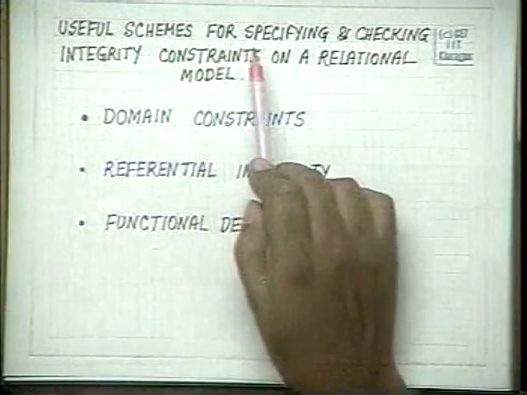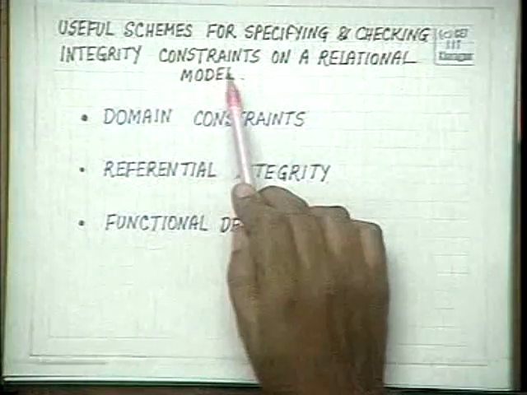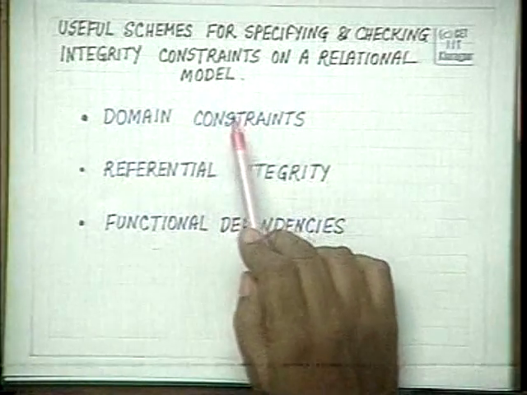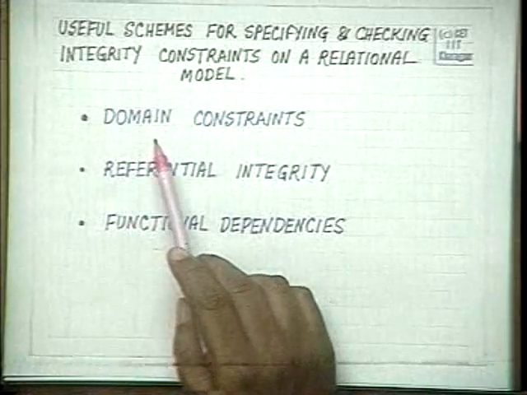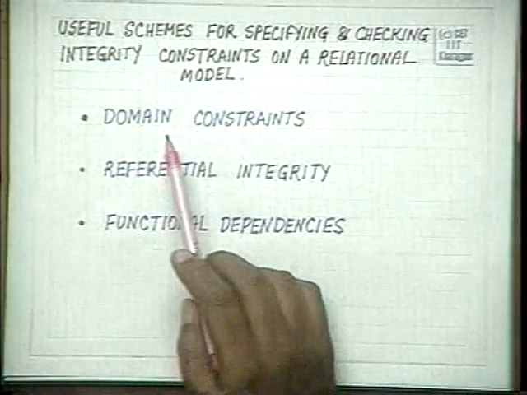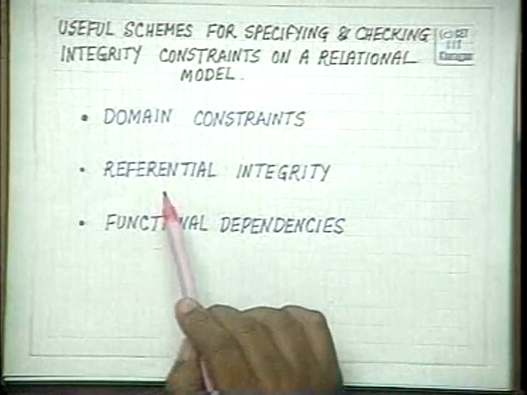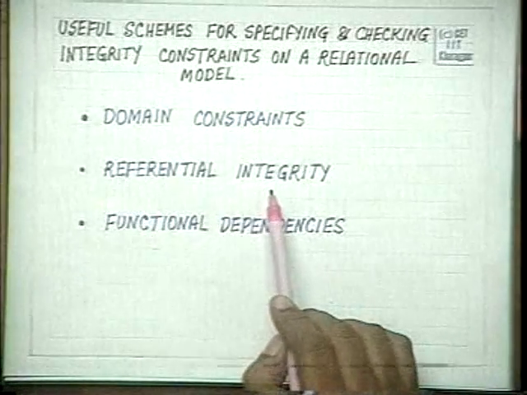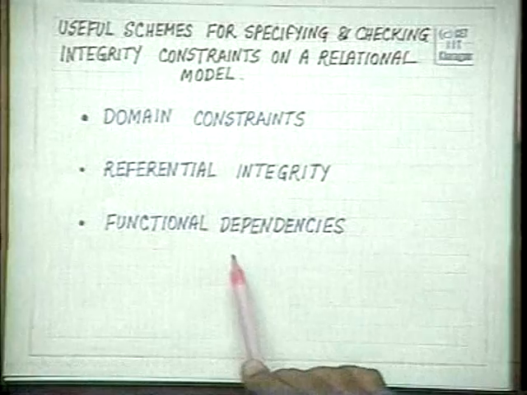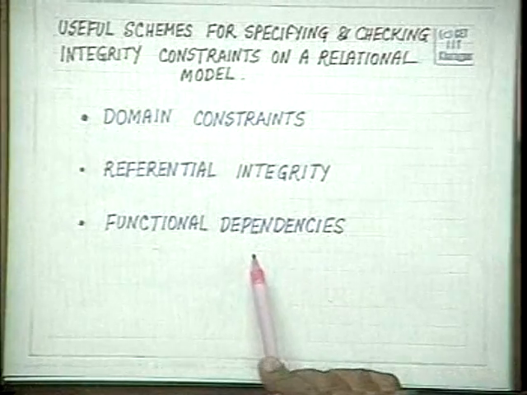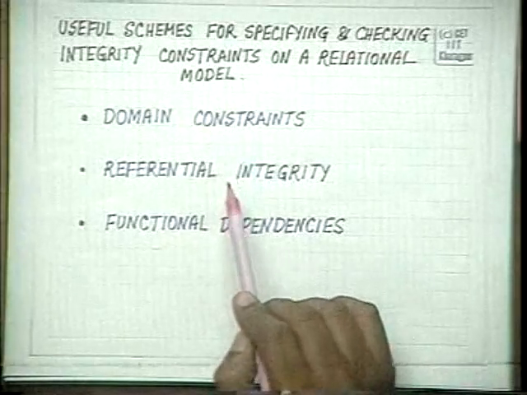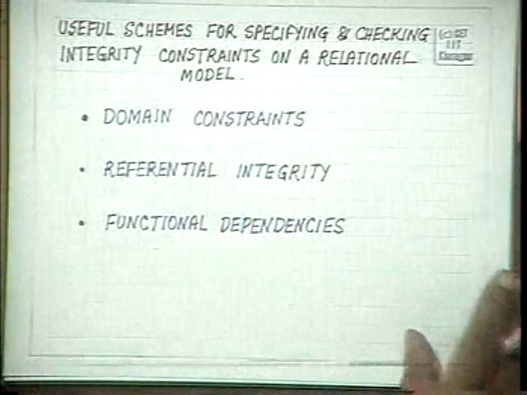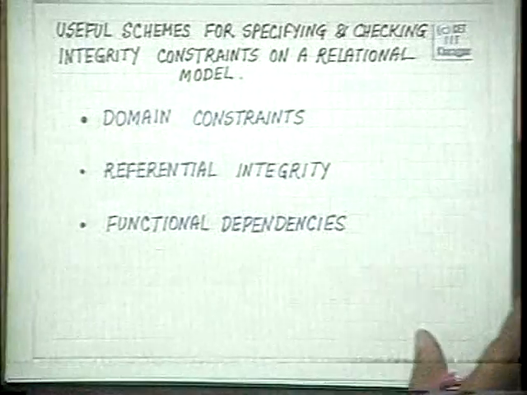Useful schemes for specifying and checking integrity constraints on a relational model. The three well defined and well known such constraints are the domain constraints, the referential integrity constraints, and the constraints which are called functional dependencies. We shall now study them one by one and see what each of them mean. First, we will pick up the domain constraints.